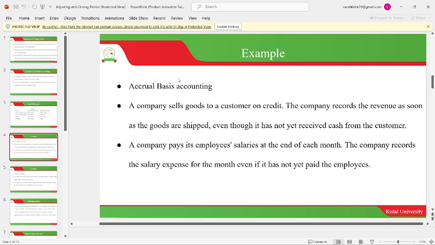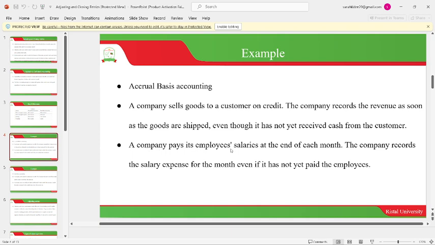So let's look at an example. For accrual basis accounting, a company sells goods to a customer on credit. It means the company records the revenue as soon as the goods are shipped, even though it has not yet received the cash from the customer. As soon as you're informed that the goods are being shipped, that's when you record the transaction, though you have not yet received the cash from that customer.